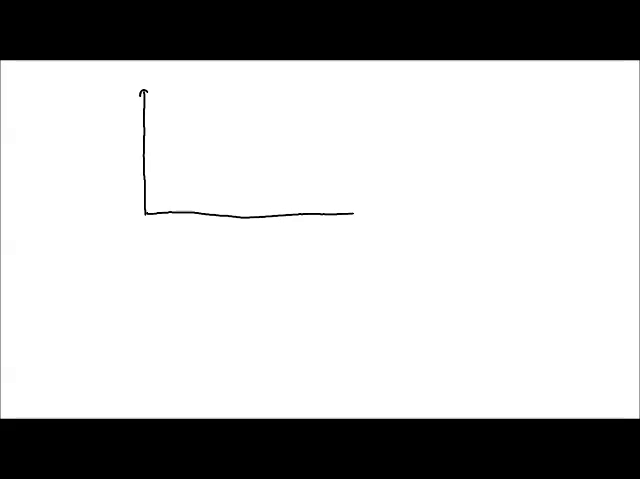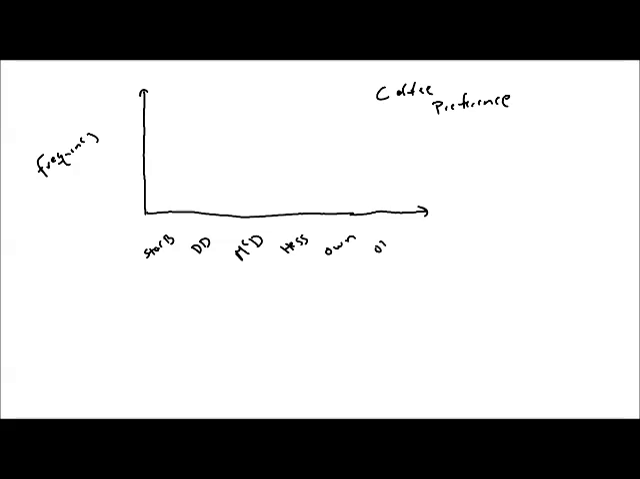Now, over here we're going to put frequency. And we're going to give it a title, coffee preference. And down here we're going to have all our categories. We have Starbucks, Dunkin' Donuts, McDonald's, Hess, Own, and then we have that other to fill in.